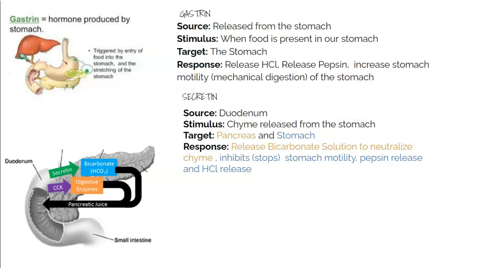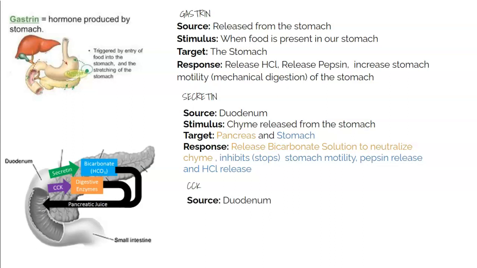The second thing it does is it makes sure that all of those releases are stopped. So gastrin started it. Secretin tells gastrin to stop. So it stops the motility, it stops the pepsin release, and it stops the hydrochloric acid release.